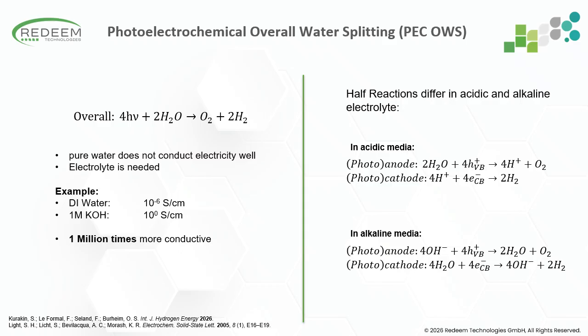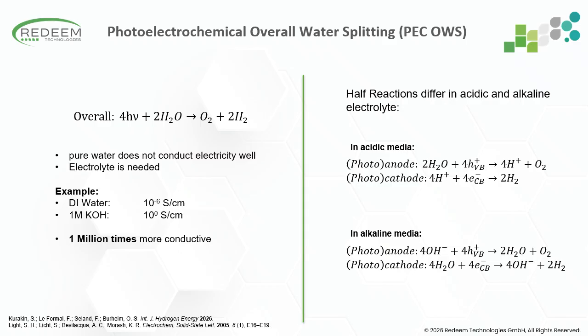And now on the right side, the exact half reactions depend on whether the electrolyte is acidic or alkaline. The overall reaction stays the same, but the charge carriers differ. So in acidic media, protons are transported, while in alkaline media, hydroxide ions are involved.